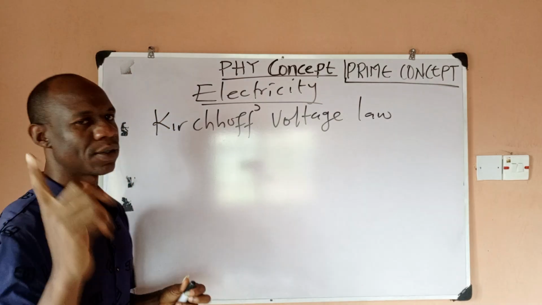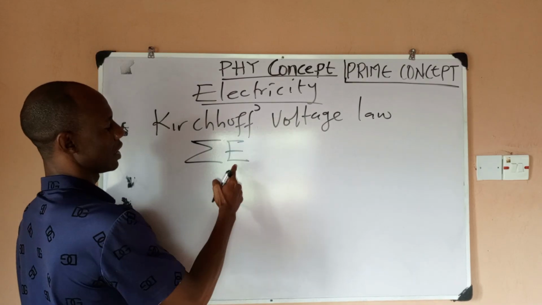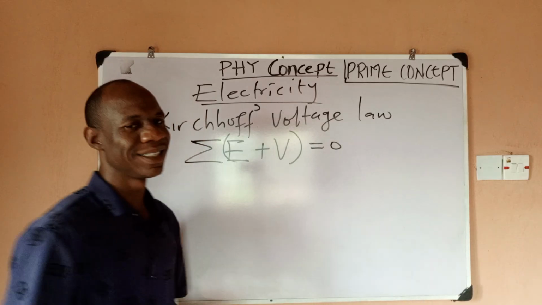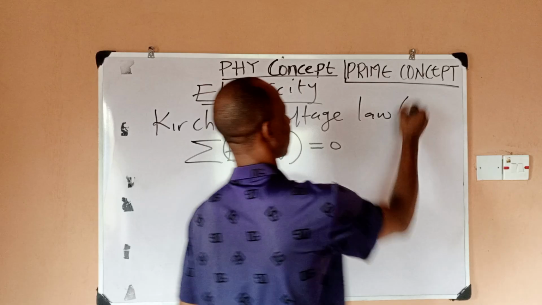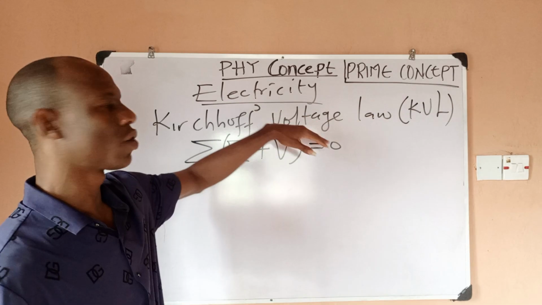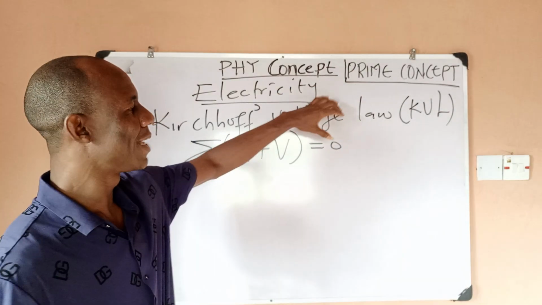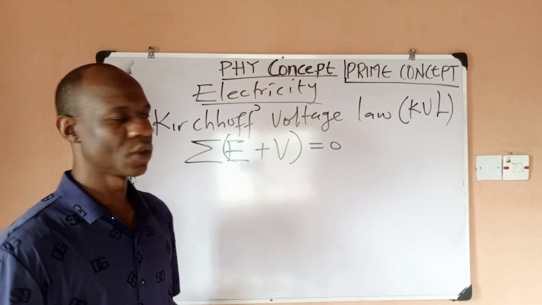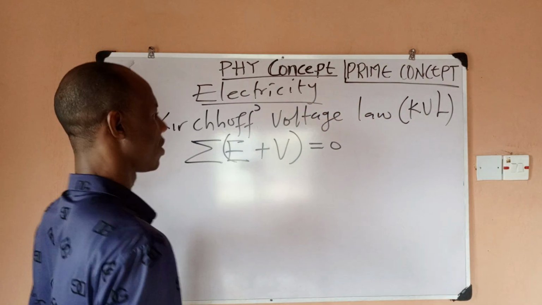Mathematically, you can write KVL as the summation of EMF plus voltage drop, denoted as V, is equal to 0. So the net sum of these two quantities is 0. This law is known as KVL. Also know that KVL can be called Kirchhoff's loop rule. KVL is a law that is derived from the law of conservation of energy. So let's move further so that we can understand.